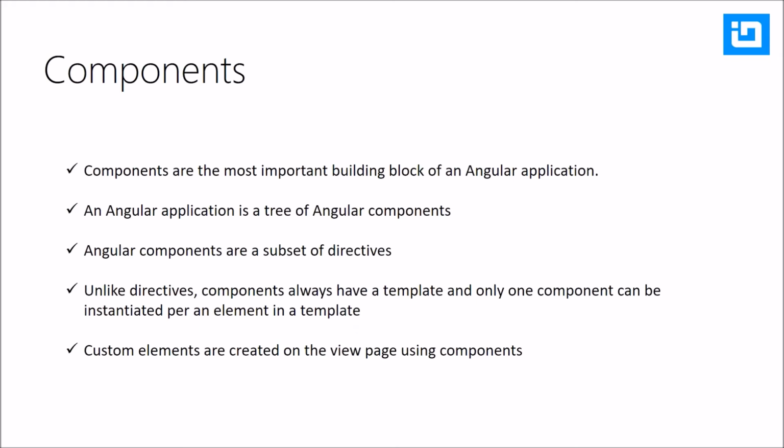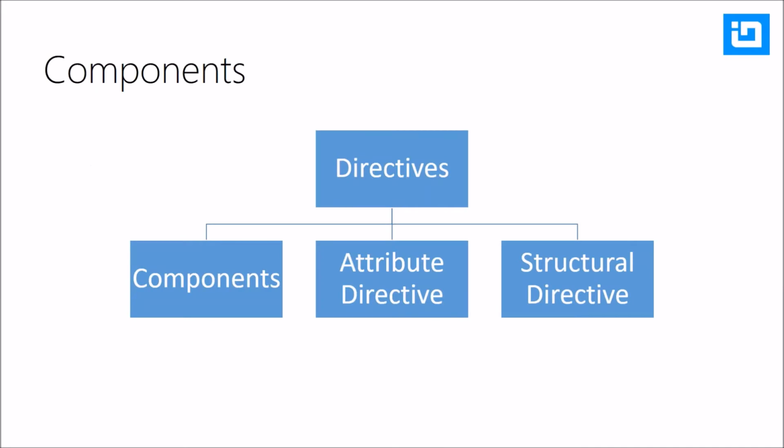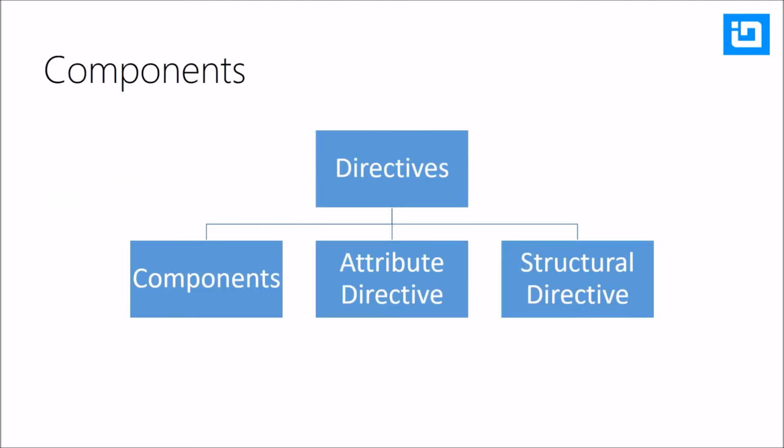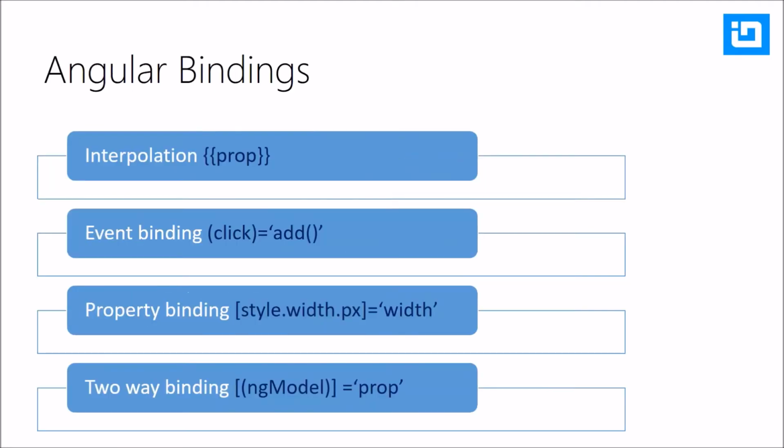Always keep in mind that components must have a template. So you cannot have a component without a view. Each component has a class and a template attached to that. In Angular, you have three types of directives: components, attribute directives, and structural directives. And component is one of those directives. We'll create more components in the webinar.